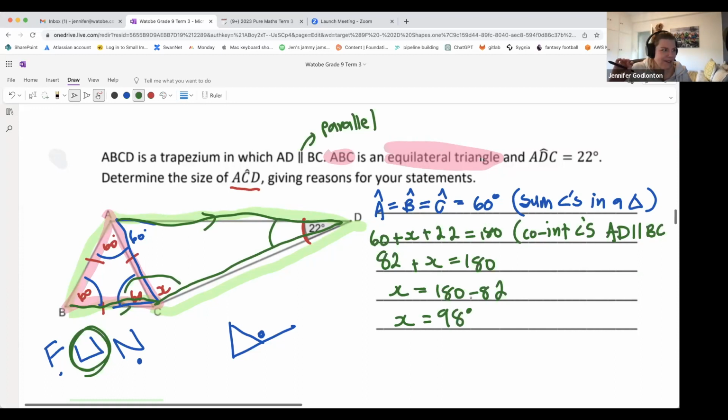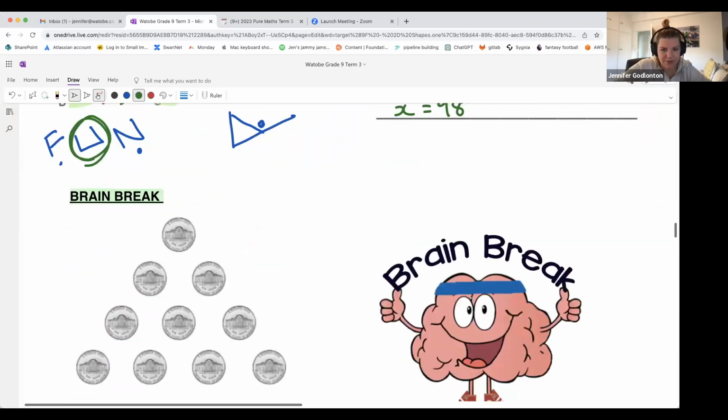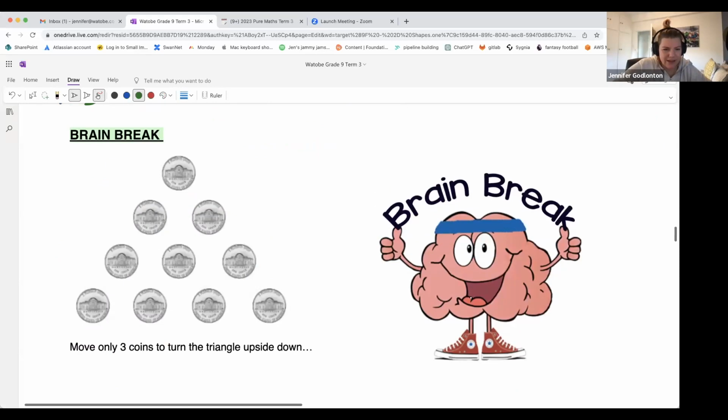Hopefully we're learning stuff though. Okay, brain break time. Get your brains on. For our brain break, you can only move 3 coins to turn this triangle upside down. Which coins are you moving and where are you moving them to?